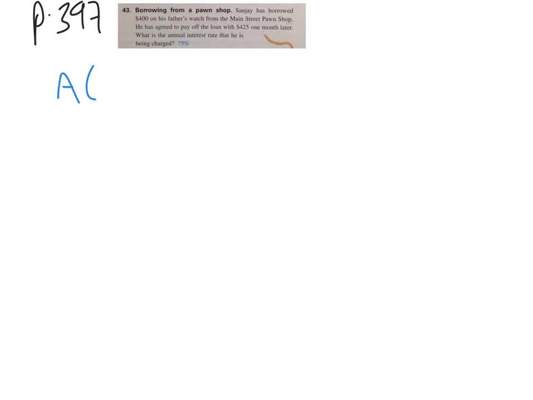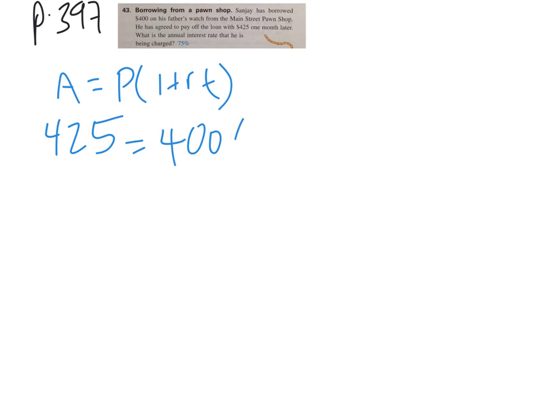Oops, I messed up the formula. Future value of simple interest. There we go. We're going to pay off 425 in the future. We borrowed 400. And now interest rate is what we're after. It's annual again, and our time unit is once again in months.